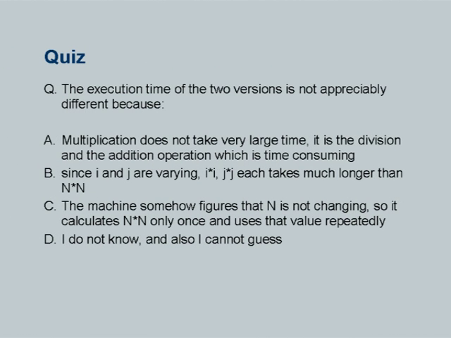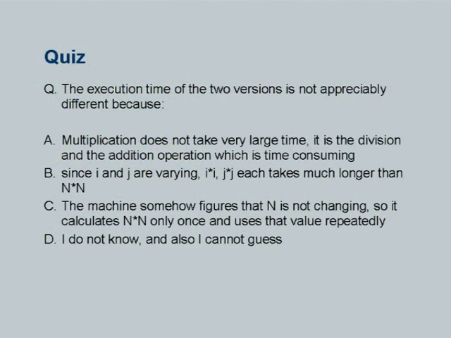Here is a quiz on that. The execution time of the two versions is not appreciably different because: A, multiplication does not take very long time, it is the division and addition operation which is time consuming. B, since I and J are varying, I star I and J star J each take much longer than N star N, so removing N star N does not make much difference. C, our Dumbo machine somehow figures that N is not changing, so it calculates N star N only once on its own and uses that value repeatedly. And D, I do not know, and also I cannot guess.